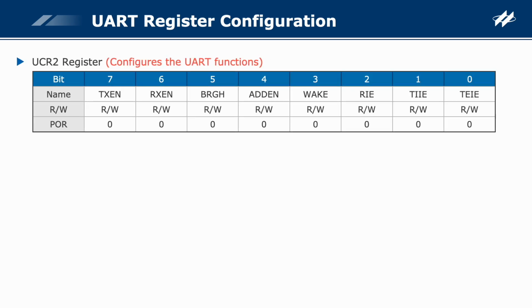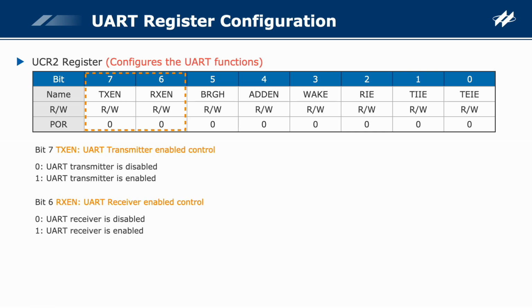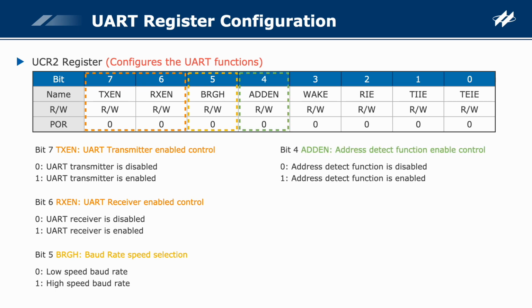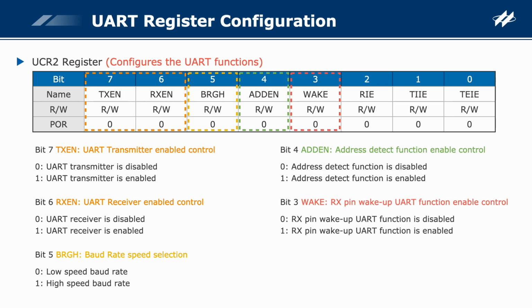The UCR2 is the second control register of the UART, which is used to control the transmitter, receiver, and various UART interrupt sources. When the UARTEN bit is set to 1, the UART function is enabled. The TX and RX pins are further controlled by the TXEN and RXEN bits respectively. TXEN is the UART transmitter enable bit, and RXEN is the UART receiver enable bit. The BRGH bit determines whether the baud rate generator is in high-speed or low-speed mode. ADDEN is the address detect enable bit. When this bit is set to 1, the address detect function is enabled. The WAKE bit is used to control whether an RX pin falling edge wakes up the UART function.